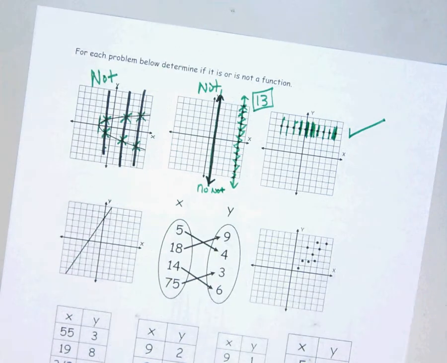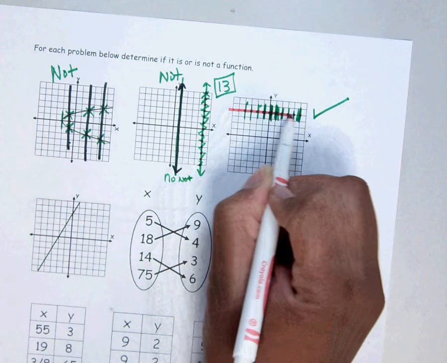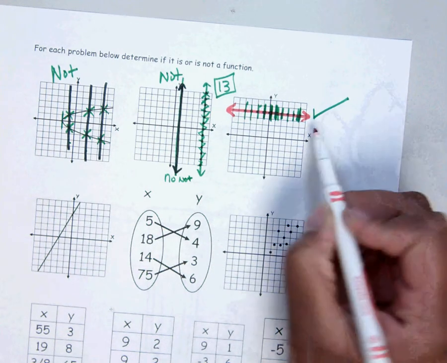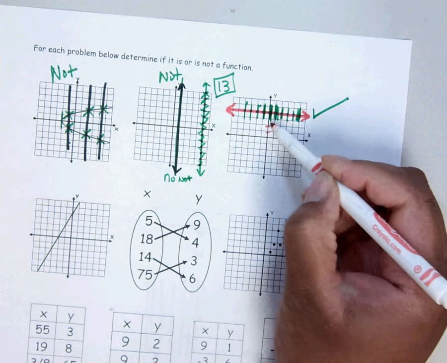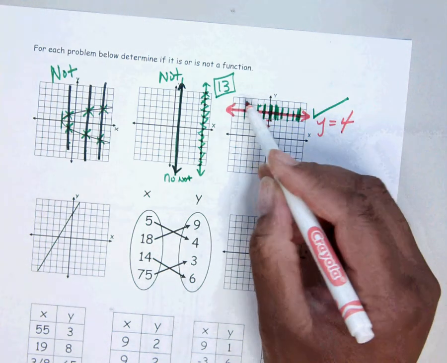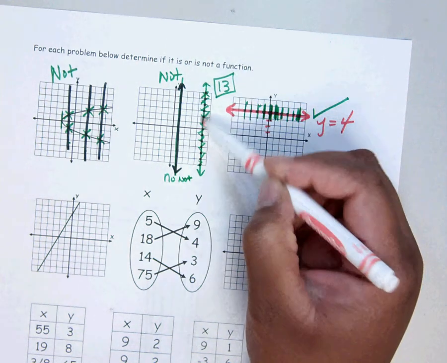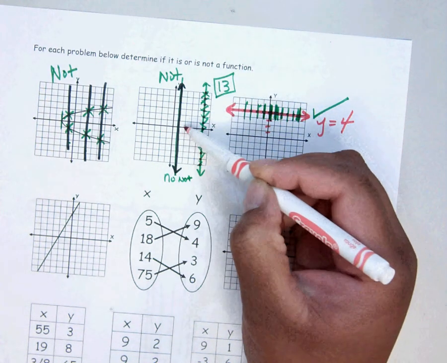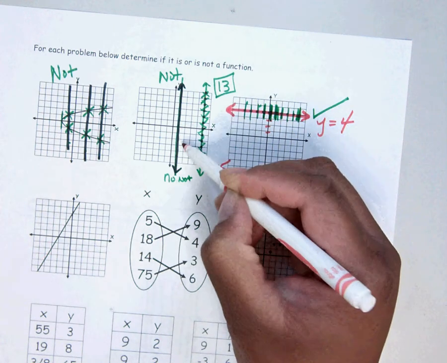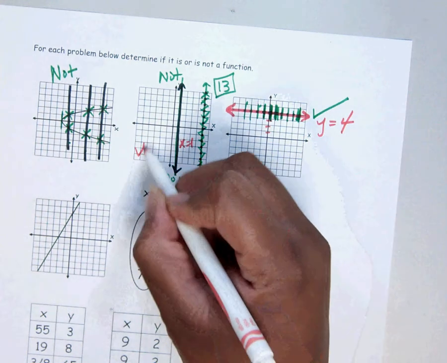Now, if you draw a horizontal line through these points, this is what we call a y value. 1, 2, 3, 4. And that's y equals 4 if you draw the line and connect the dots. Which means this here, if you draw the line and connect the dots, 1, 2, 3, 4, 5. This is x equals 5, and this one would be x equals 1. Remember, x values are vertical.